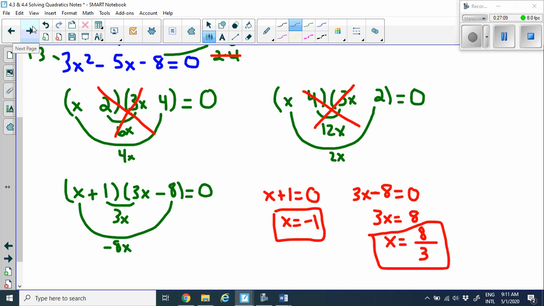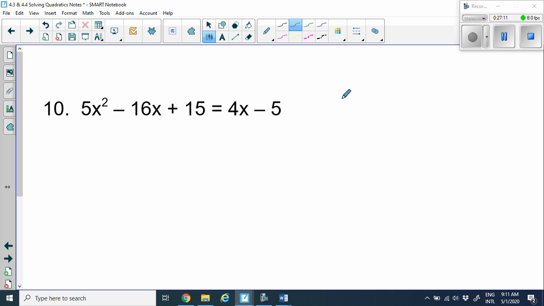Okay, let's go ahead and try our next one. What I would like you guys to do is go ahead and pause the video and try to complete this problem. So that means set it equal to 0, factor, and solve. So go ahead and pause the video to do example number 10.